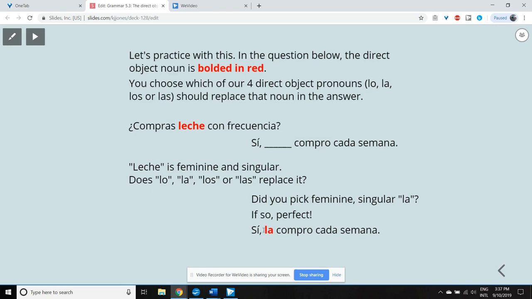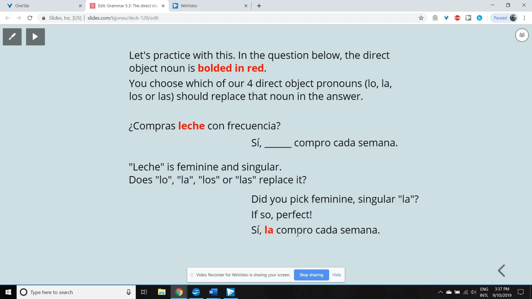If for some reason I wanted to include a yo, then it goes right in this space before the direct object pronoun, right? The subject comes before the direct object pronoun. The conjugated verb comes after it. And here, we're just dropping our subject because we don't need the subject pronoun yo. But if we wanted to, it would be sí, yo, right here, la compro cada semana.